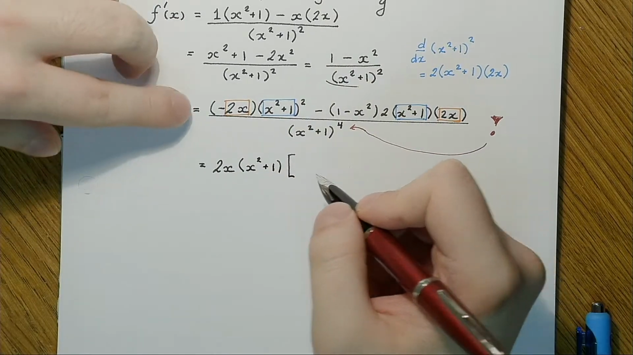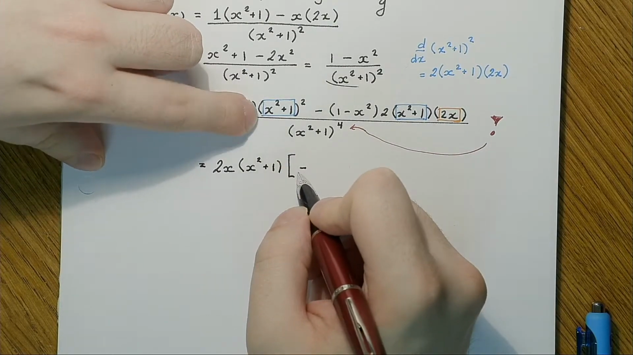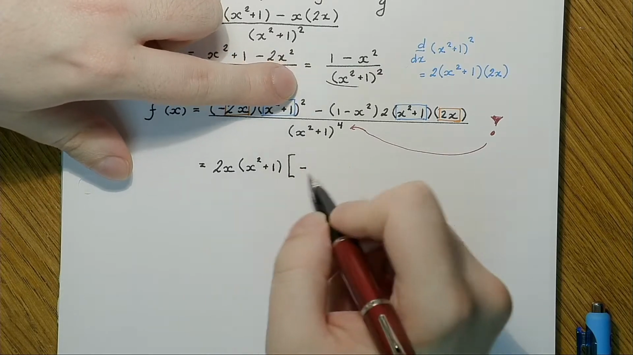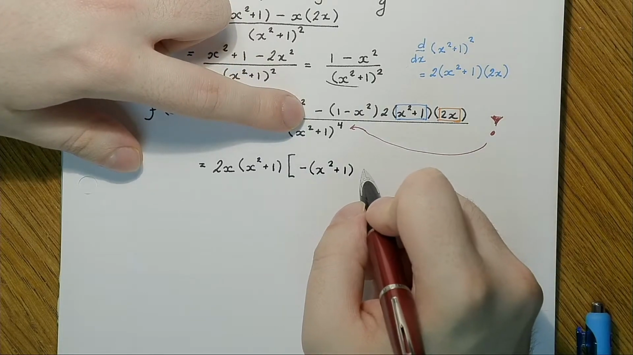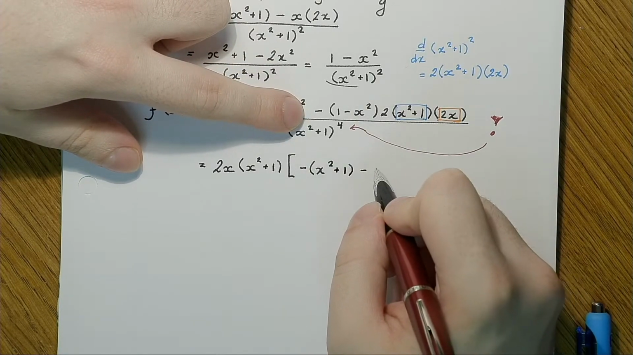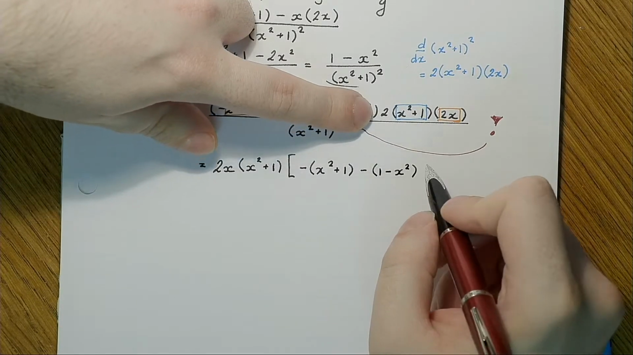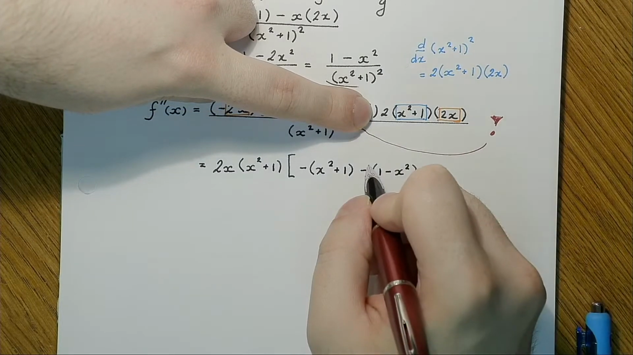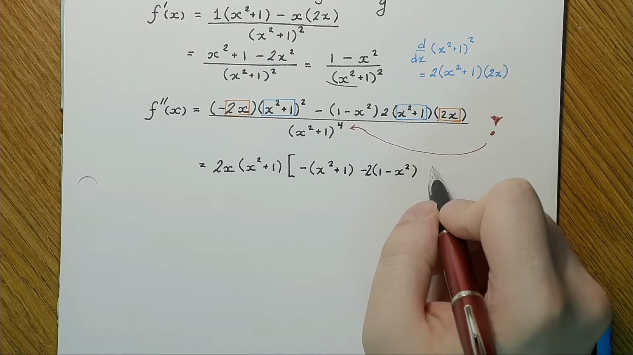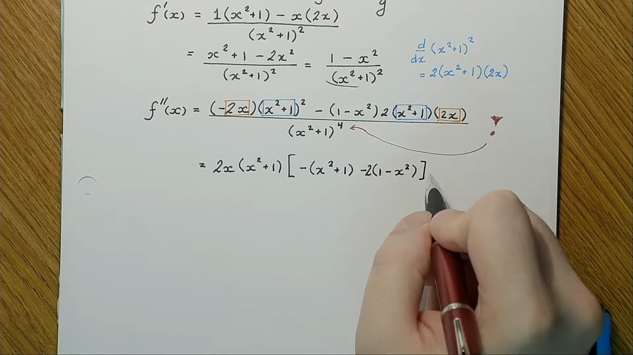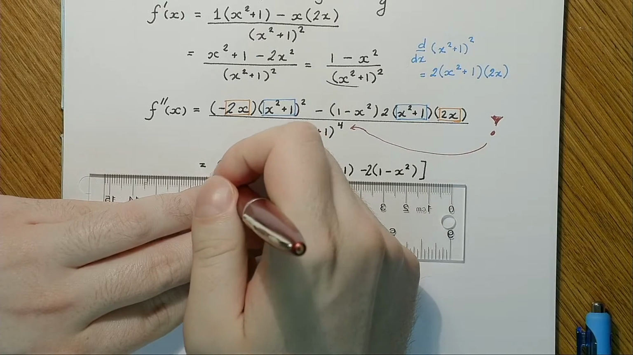And then what I'm left with, since I have that 2x in front, I'm just left with that minus. And I still have an x squared plus 1 because that's a squared, so I've taken one of those out. I'm just left with x squared plus 1. Then I'm left with a minus 1 minus x squared because I didn't touch that. And I still have a 2 there as well. And I think that's it. So I'll close off that bracket. We'll write, can't forget about the denominator.